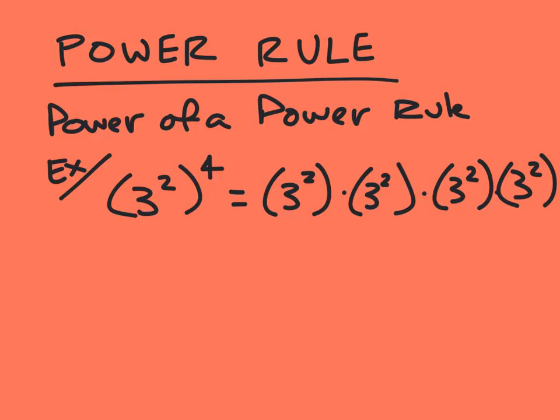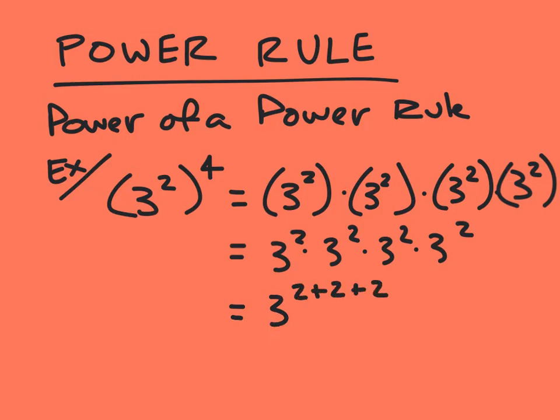Okay? And if I look at it like that, now I've just got 3 squared times 3 squared times 3 squared times 3 squared. Now the question is, once I've got all of these, now I have just the product rule, okay? And what I can do is add all my exponents up, and we're going to get 3 to the 2 plus 2 plus 2 plus 2 power, which really gives us 3 to the 8th.